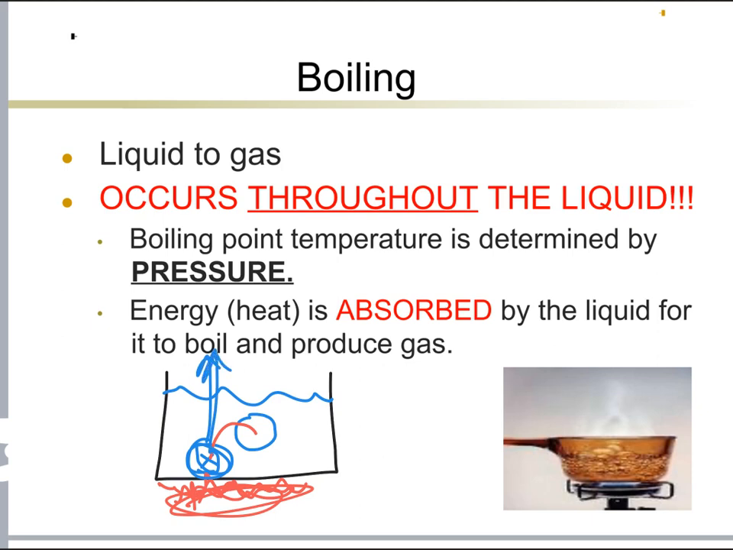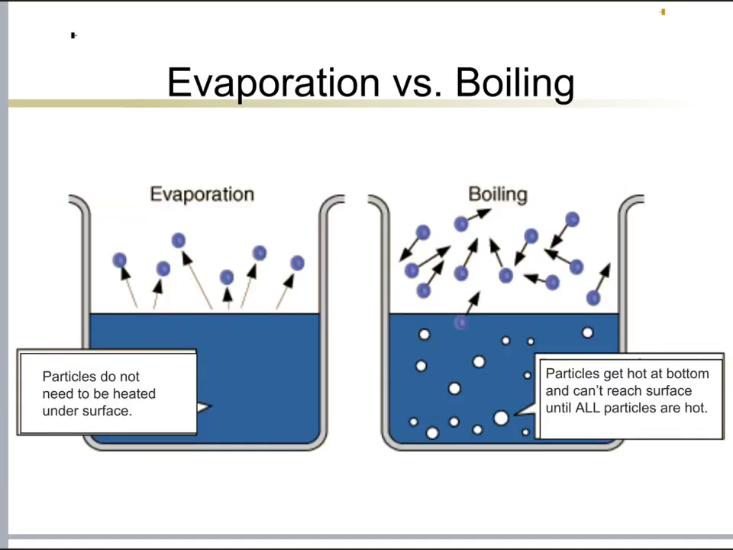Speaking of being able to escape, it also has to worry about the pressure from the air pushing back down on it too, which is not something that we're worried about in evaporation. Boiling actually does depend on pressure. This picture might help you see the difference a little bit better. The evaporation occurring only on the surface, the particles beneath do not need to be heated, whereas the boiling has to occur throughout the substance in order for the particles to be able to escape.